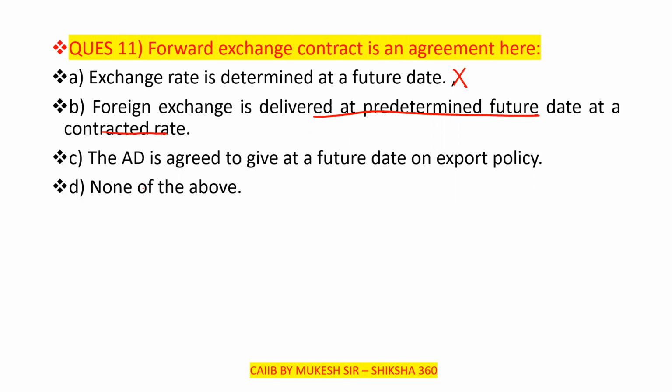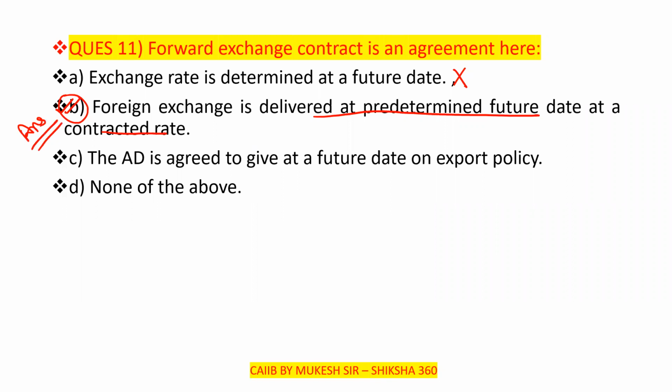We are doing the contract today, and after 2 months we are acquiring $200 at this much rate. Either the rate will increase or decrease, but we are doing today's contract, so you will have to deliver at this specific rate, the contracted rate. So option B is the correct one here, because this is the answer.